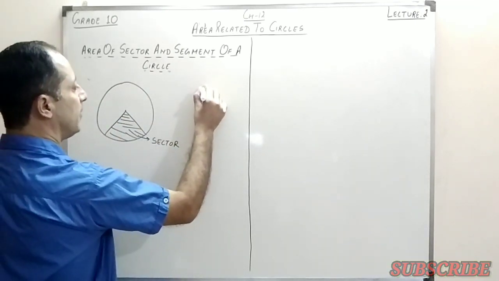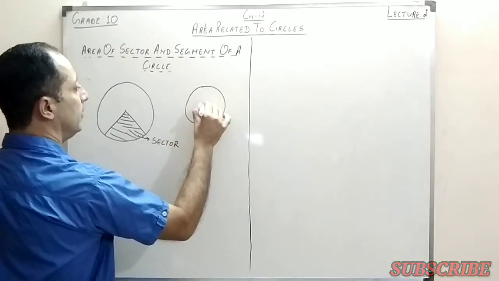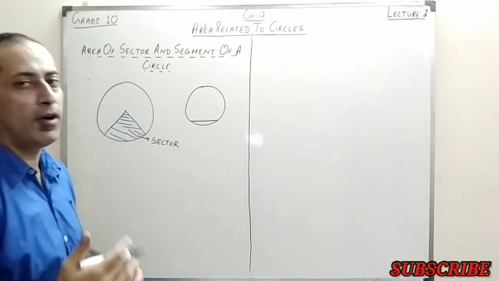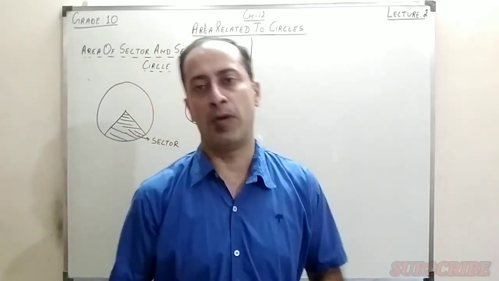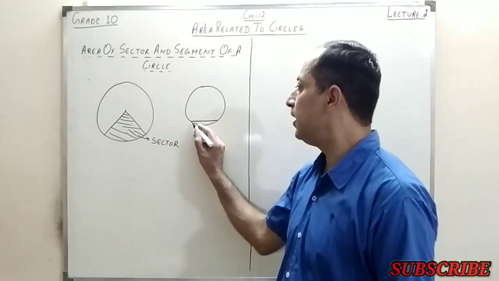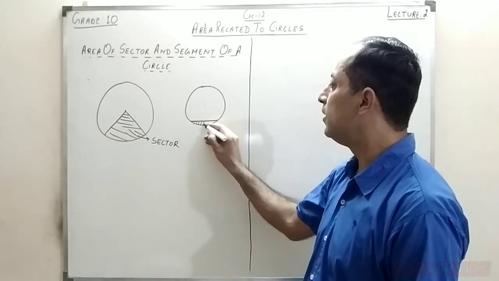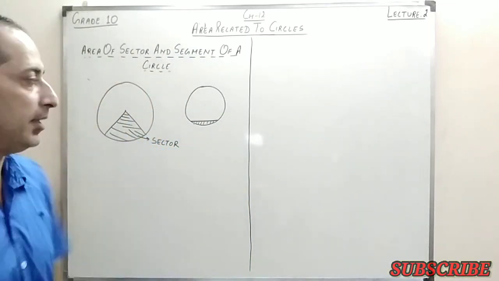Then we talk about the segment of the circle. There's another circle I have drawn. Now here I draw a chord, and you know the chord is basically a line segment which touches the circle at 2 points, right? So this is basically a chord, and the area enclosed between the chord and the arc of the circle is called the segment.